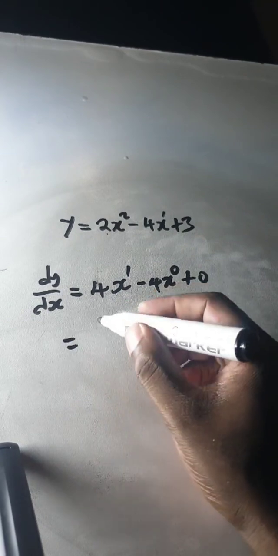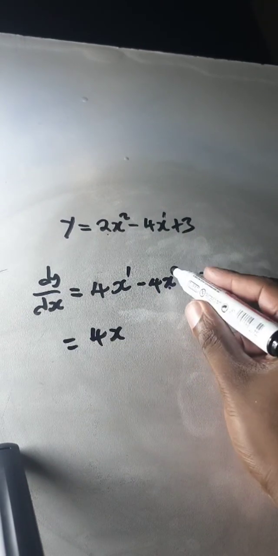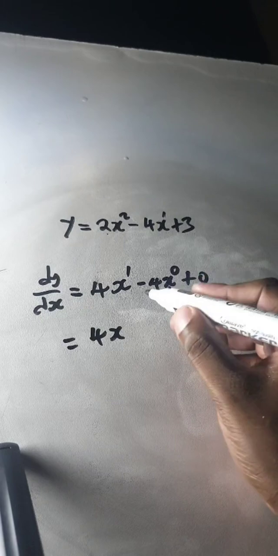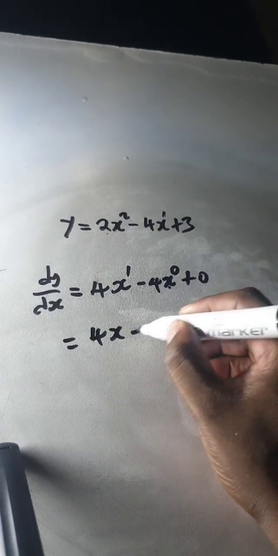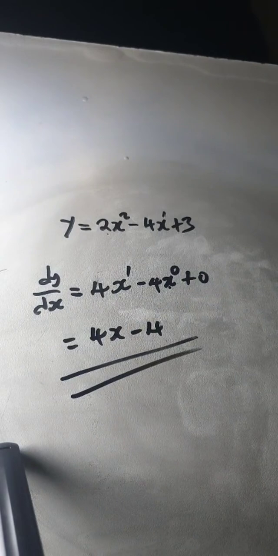So now in simplifying, we're going to have 4x, then x to the power 0. Any number raised to the power 0 is 1. So negative 4 times 1 is negative 4. This is our answer. So 4x minus 4.